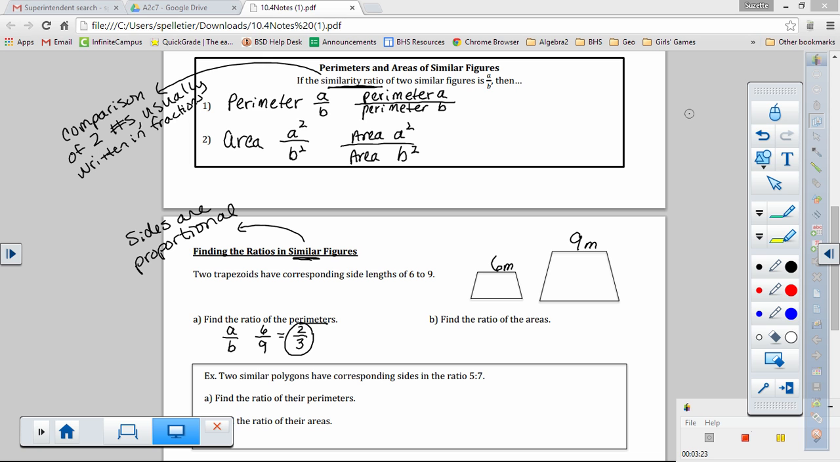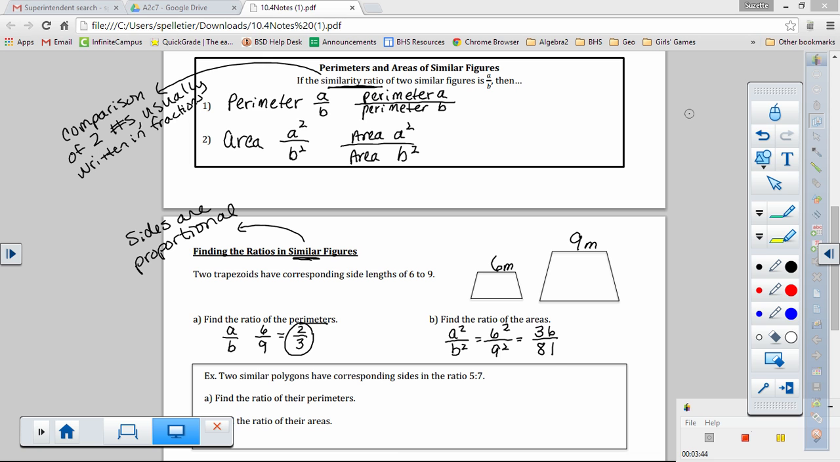Okay, find the ratio of their areas then. So areas, remember, is A squared over B squared. So I have to do 6 squared over 9 squared. 6 times 6 is 36. 9 times 9 is 81. And then let's see if we can reduce that at all.